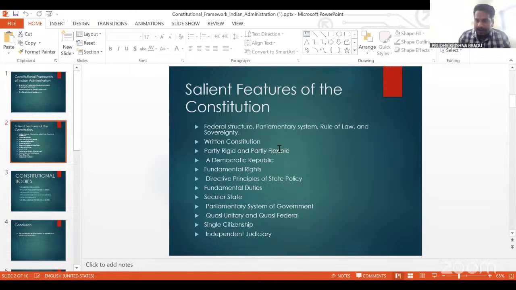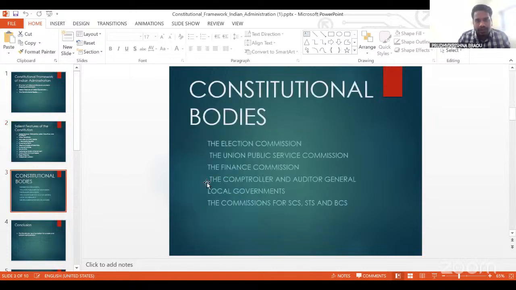And next, constitutional bodies. What are the constitutional bodies? Like the Election Commission, UPSC, Finance Commission, CAG (Comptroller and Auditor General), local governments, and the commissions for SCs, STs, and BCs.